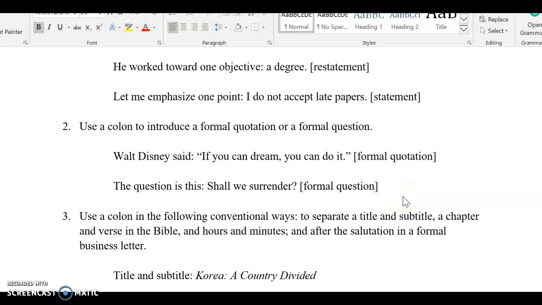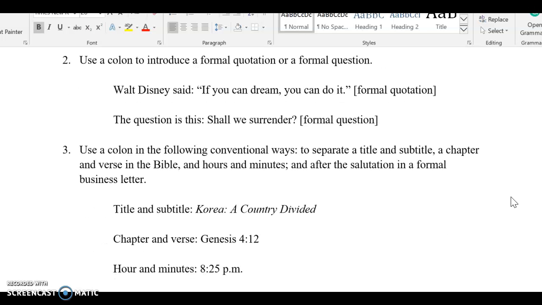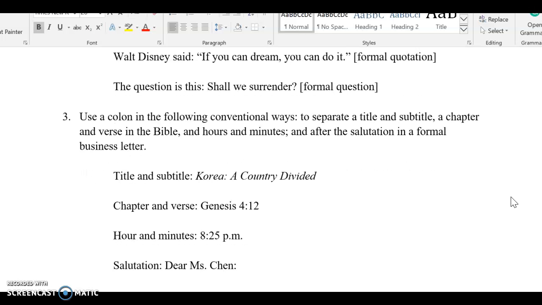The next one: the question is this, and then we have the colon before the actual question. It's a formal question: Shall we surrender? The third use of a colon is in the following conventional ways: to separate a title from a subtitle, a chapter and a verse in the Bible, hours and minutes, and after the salutation in a formal business letter.